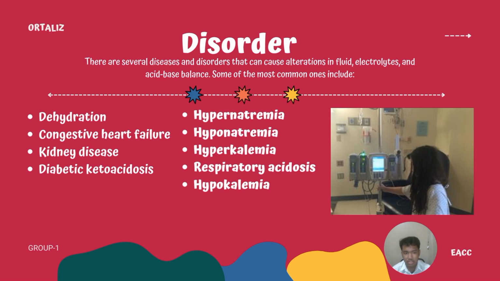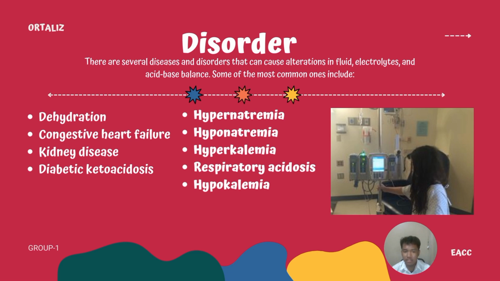Respiratory acidosis. Now, this occurs when the lungs cannot remove enough carbon dioxide from the body, leading to an increase in blood acidity. Next is hypokalemia. This is a condition characterized by low potassium levels in the blood, and it can be caused by a certain medication, kidney disease, or excessive sweating.